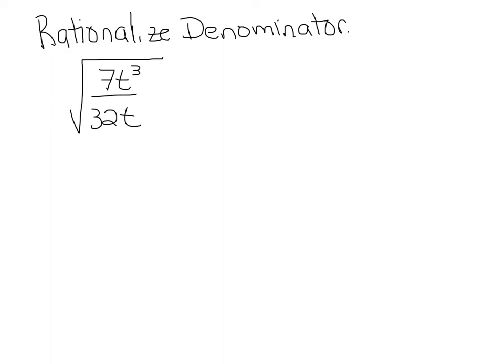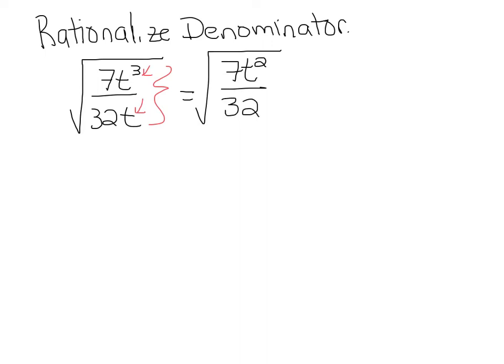In this example, we're going to write an equivalent expression by rationalizing our denominator. First, let's see what we can simplify under the radical. We can simplify the t's by subtracting our exponents. Next, I'm going to break this up and put a radical over the numerator and a radical over the denominator.